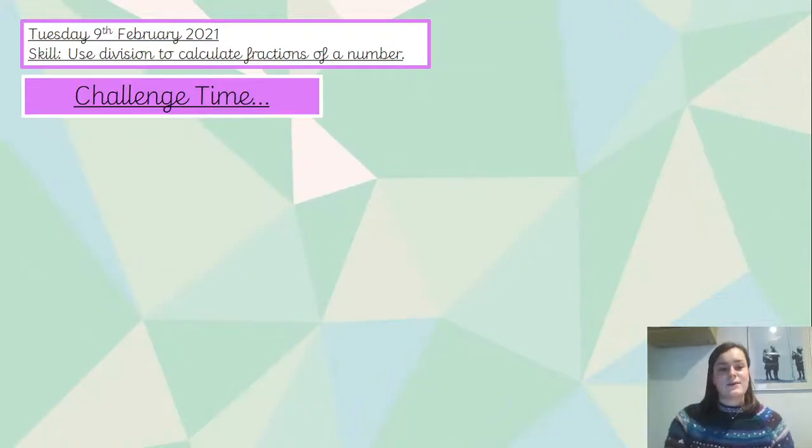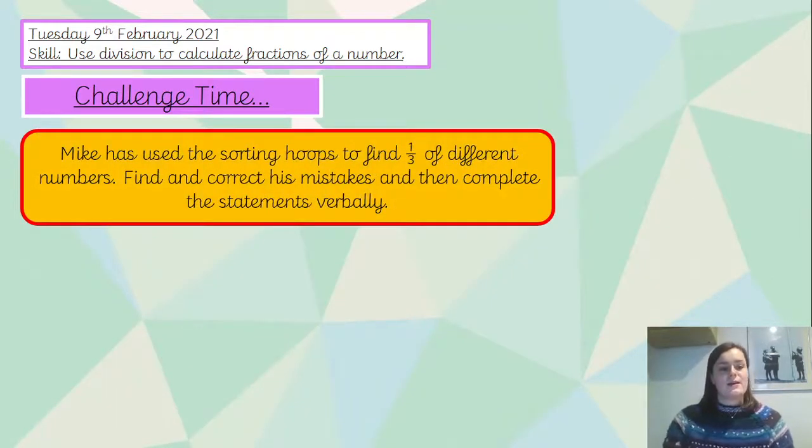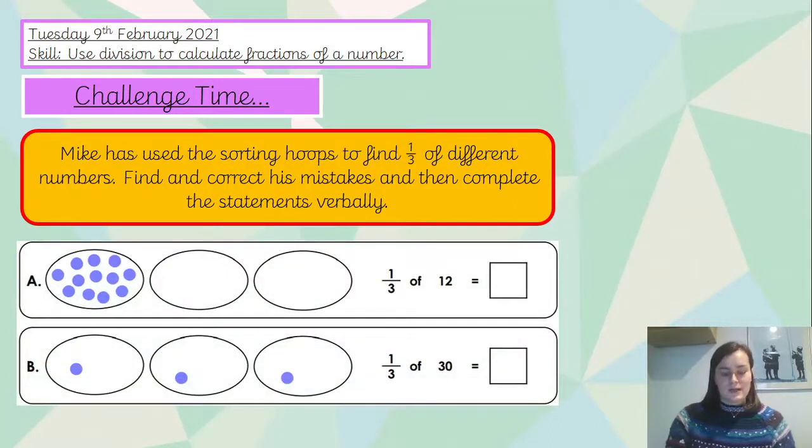Okay, so well done. Challenge time then. So Mike has used the sorting hoops to find 1/3 of different numbers. Can you find and correct his mistakes and then complete the statements verbally? Okay, so you don't need to copy it into your book. You can just read through these two questions and see if you can spot his mistakes and then correct them for me. Pause the video, off you go.